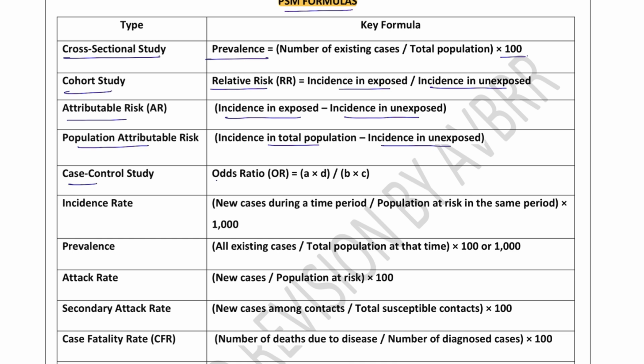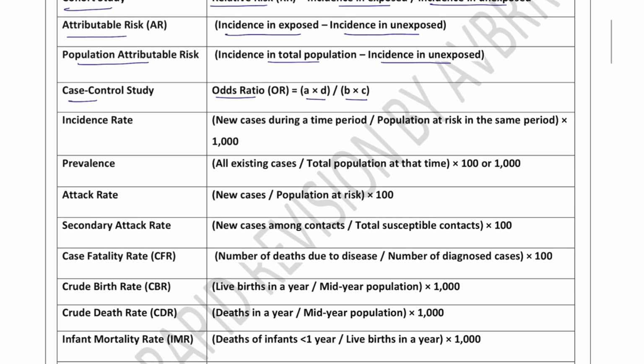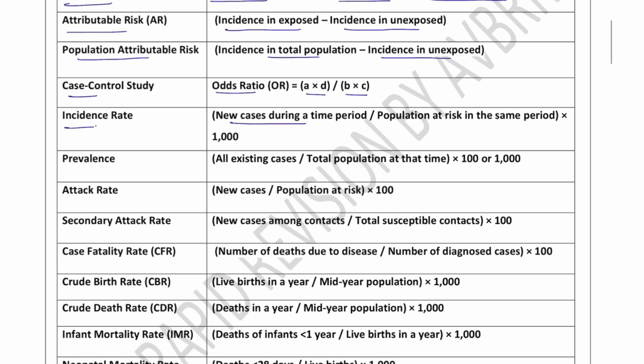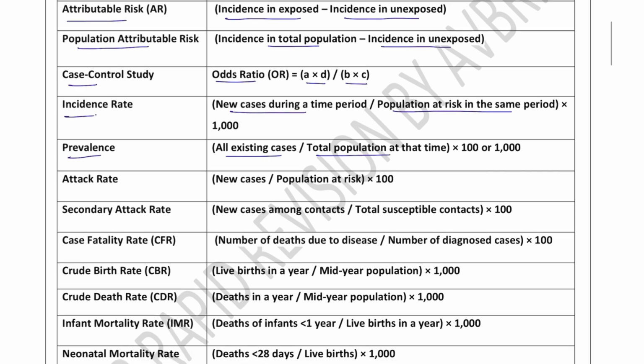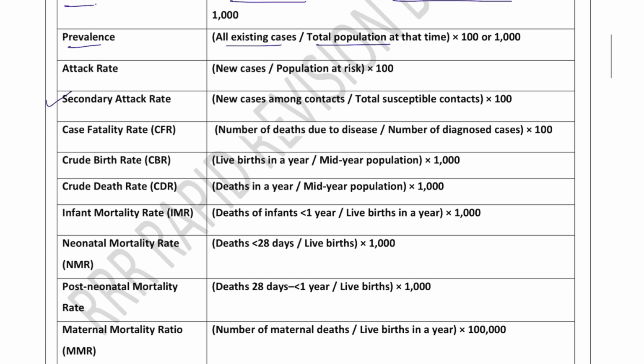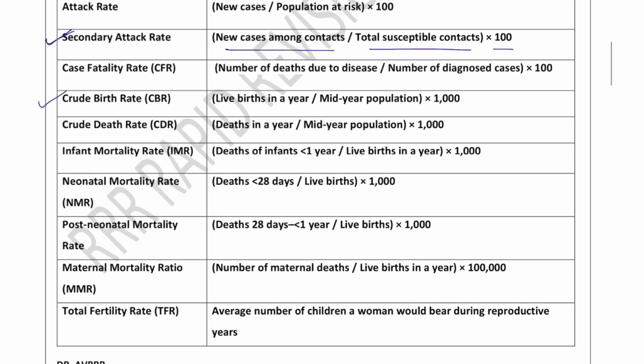Case control study is about the odds ratio, the cross product ratio: A into D divided by B into C. Incidence rate: new cases in the time period, divided by the population at risk in the same period, into 1000. Prevalence, as we already discussed: all existing cases in the total population at a time, into 100. Next, secondary attack rate: new cases among the contacts divided by the total susceptible population, into 100. Crude birth rate: live births in a year divided by mid-year population, into 1000. Crude death rate: deaths in the year divided by mid-year population, into 1000.